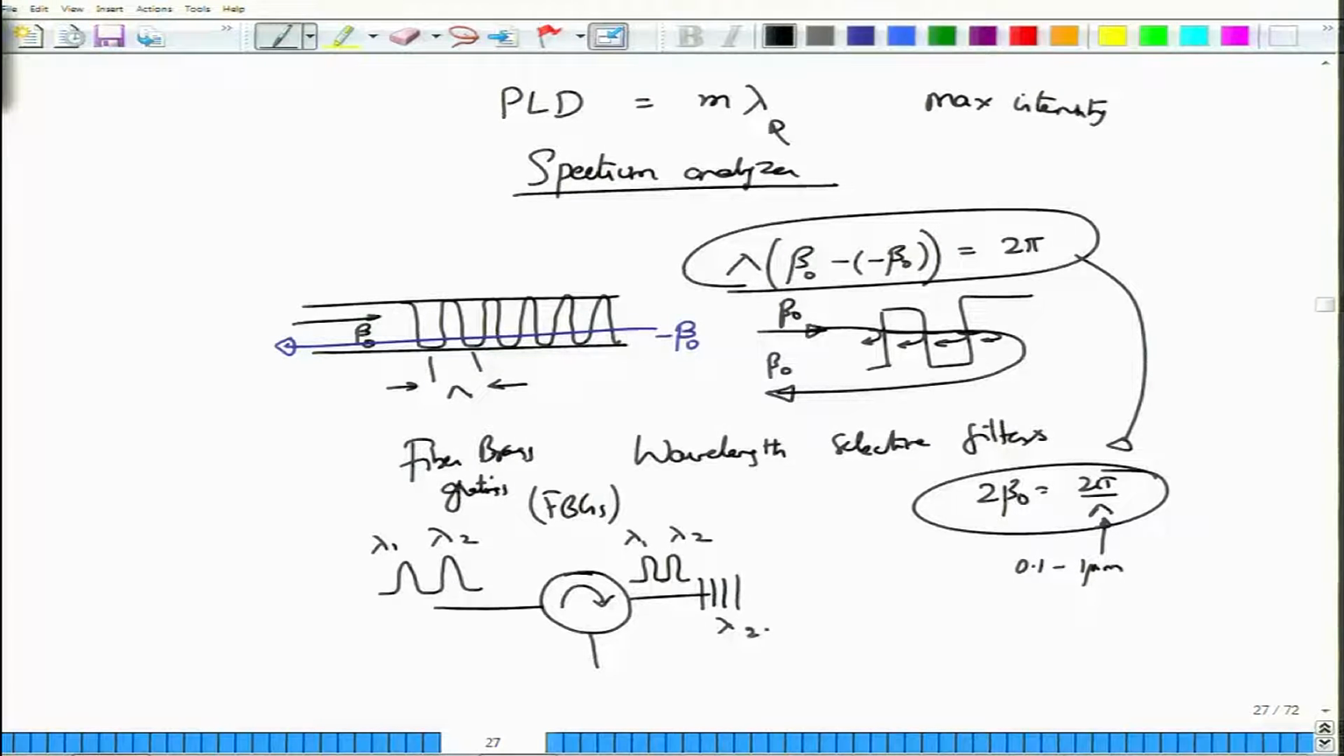But if I tune this FBG to lambda 2, then what will happen? At the output, lambda 2 would come out of the filter with a certain amount of loss, but lambda 1 will be returned, and instead of going to port 1, it goes to port 3. This is precisely what we used in the add drop multiplexers. If you want to route lambda 2 onto this fiber and lambda 1 onto this fiber, this is one simple way of doing it, by a combination of a circulator and a fiber Bragg grating.